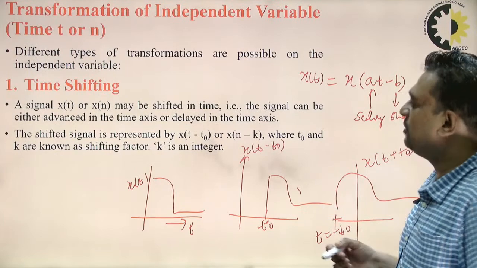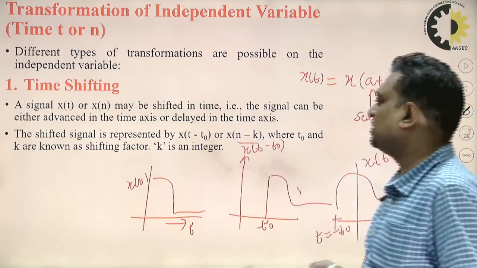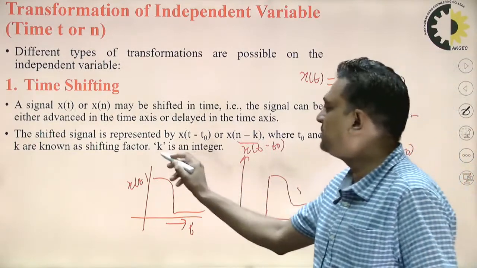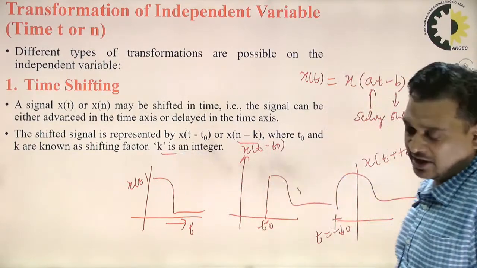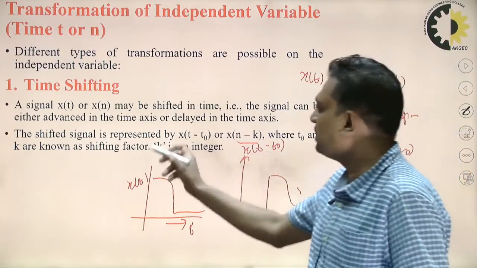Similarly, in the case of a discrete time signal, if x[n] is the sequence, then x[n - k] is the delayed version, where k is an integer, and x[n + k] is the advanced version of it.